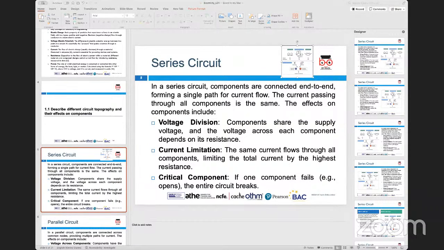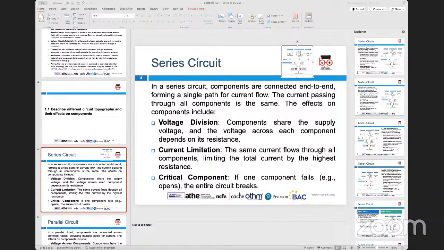Now, in engineering, when we talk about circuit topologies or configurations, a better word would be the arrangement of components within an electrical circuit. Each configuration has an impact on how the current flows and how the voltage is distributed across various components. We talk about different types of circuit. The first circuit that we talk about is the series circuit.